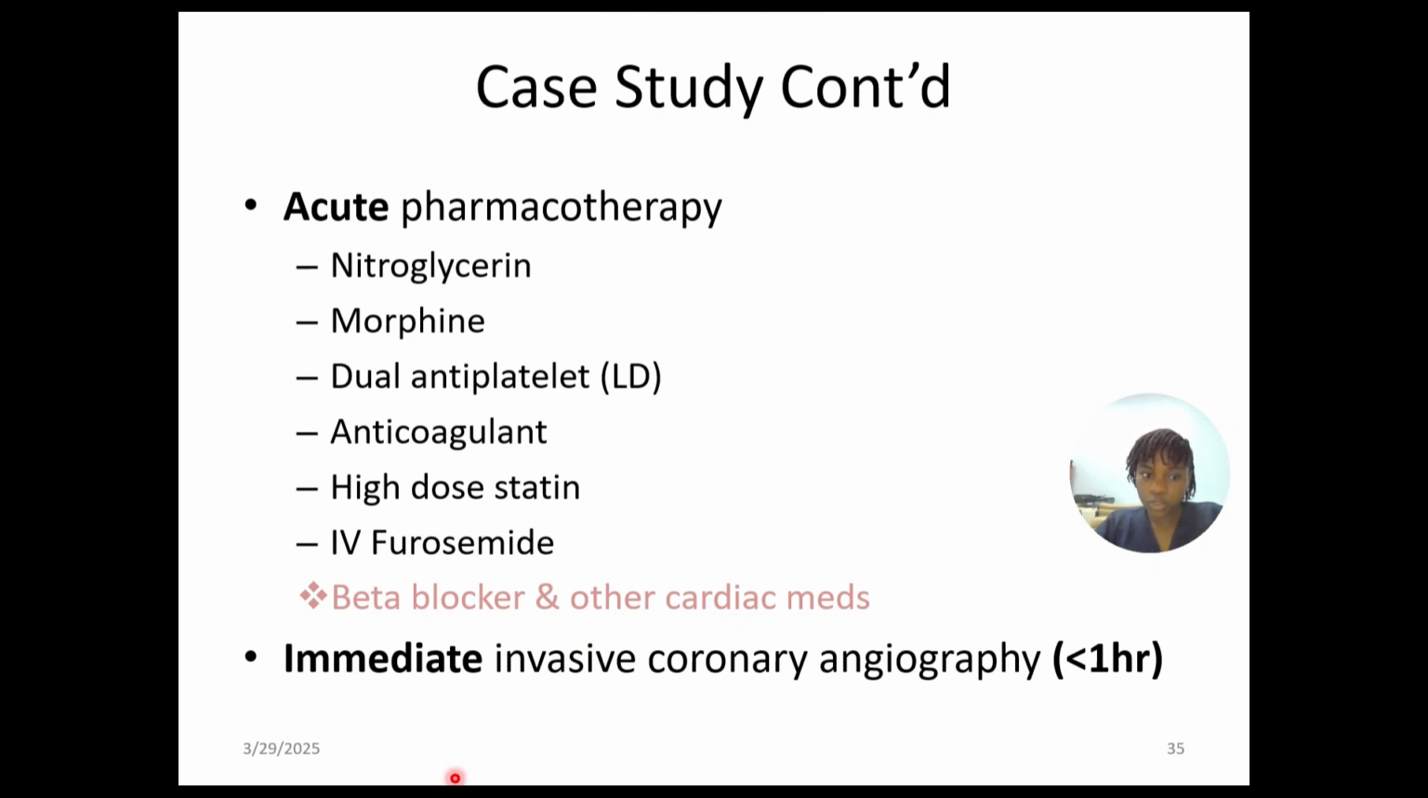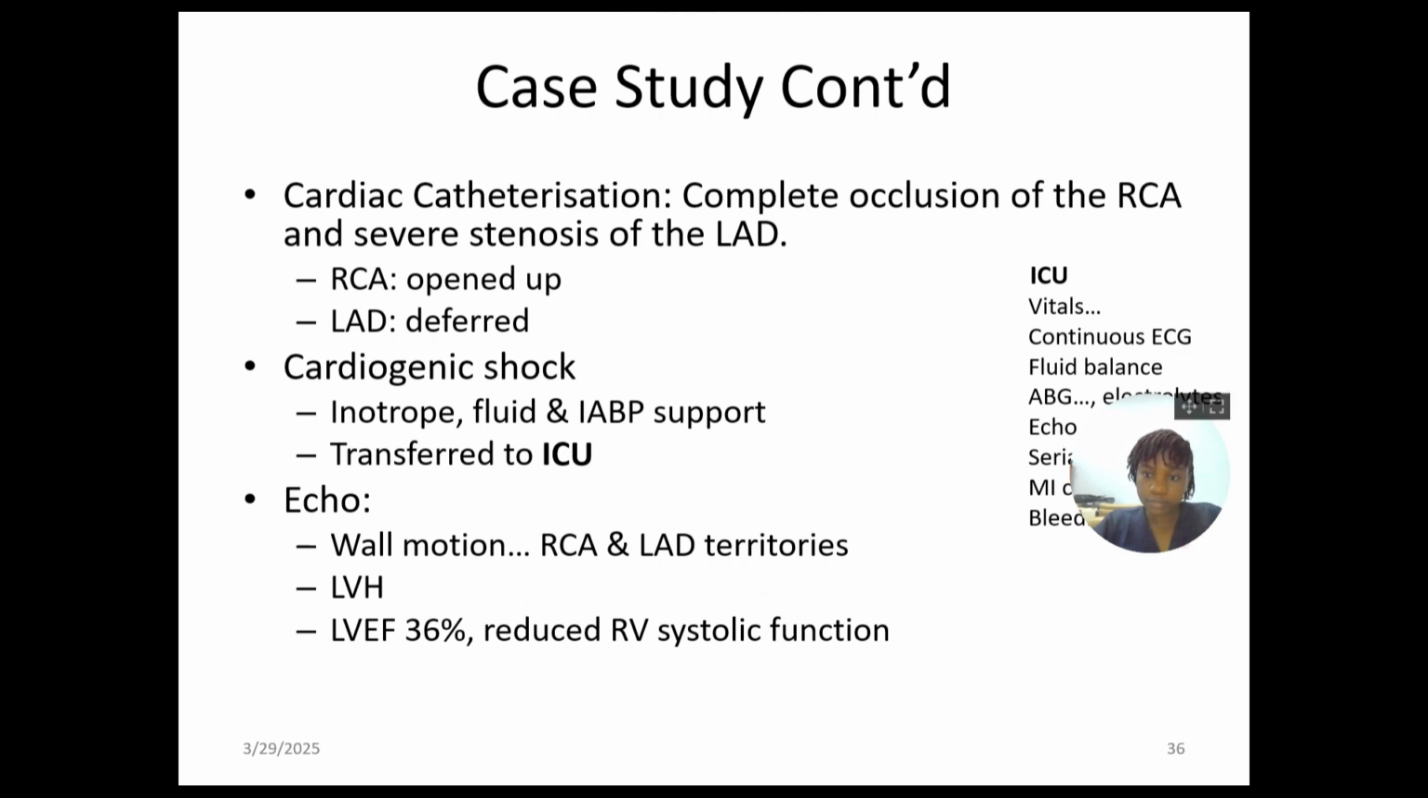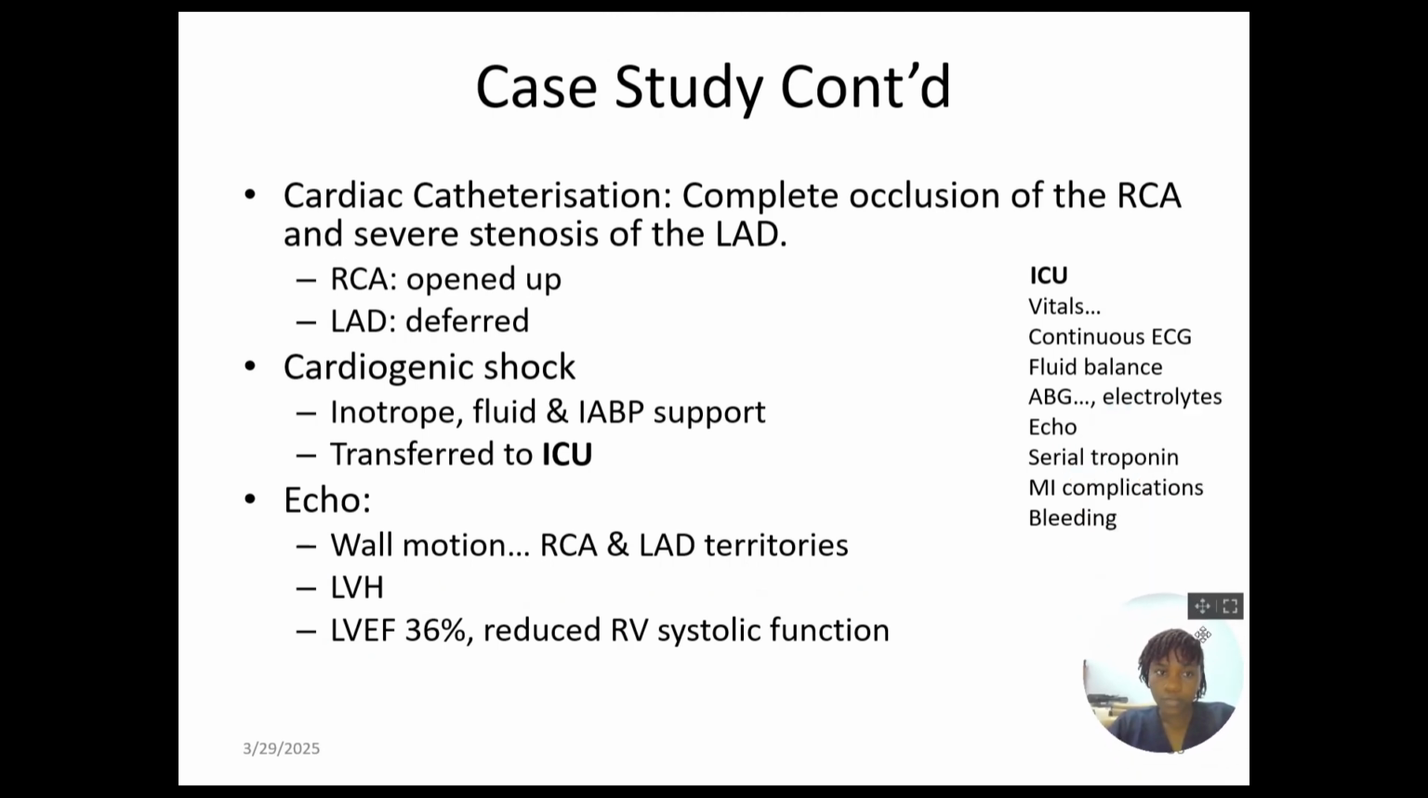After the acute pharmacotherapy, he had immediate invasive coronary angiography in less than 1 hour of arrival. Now, the cardiac catheterization showed a complete occlusion of the right coronary artery with severe stenosis of the LAD. The right coronary artery was opened up by using a balloon and a stent was placed.